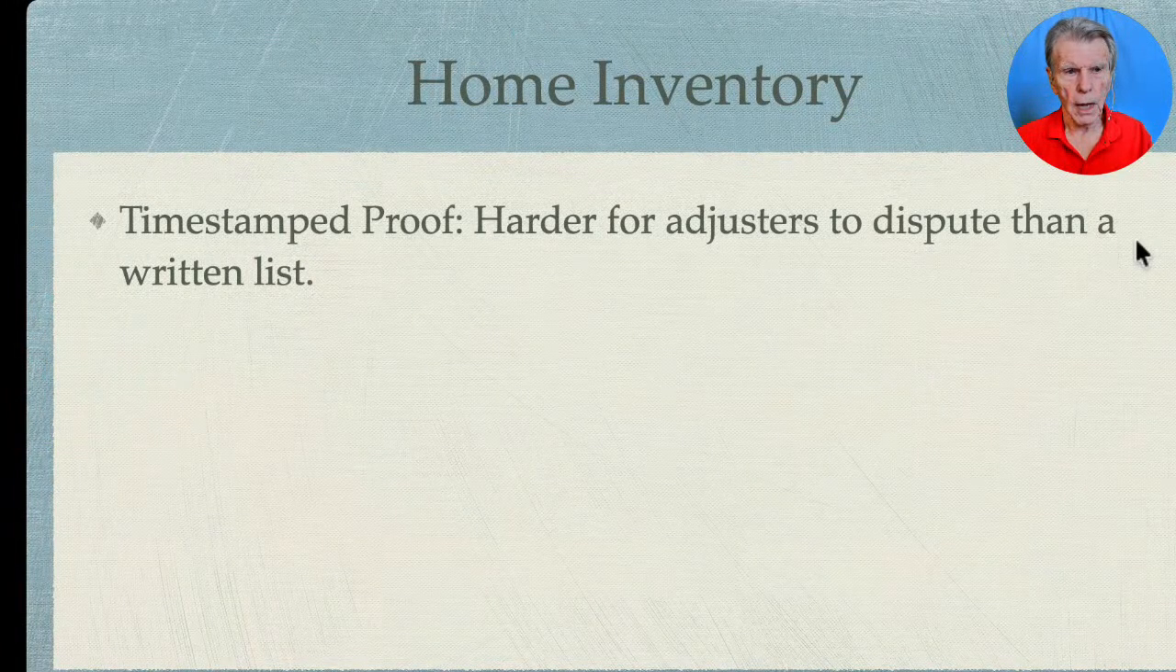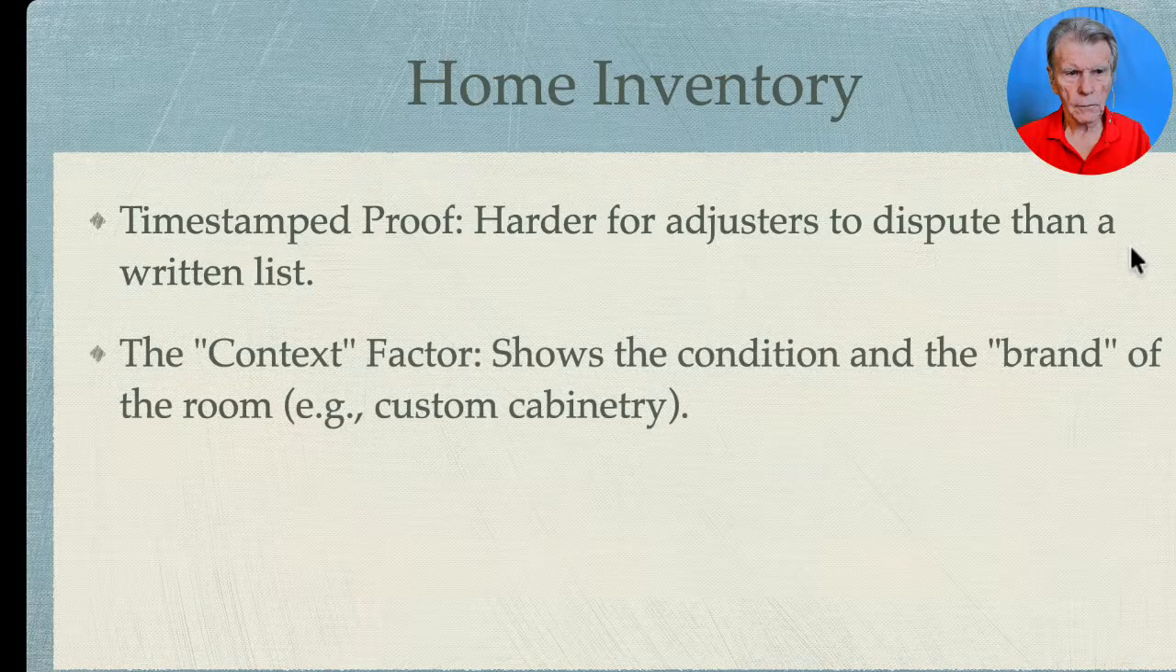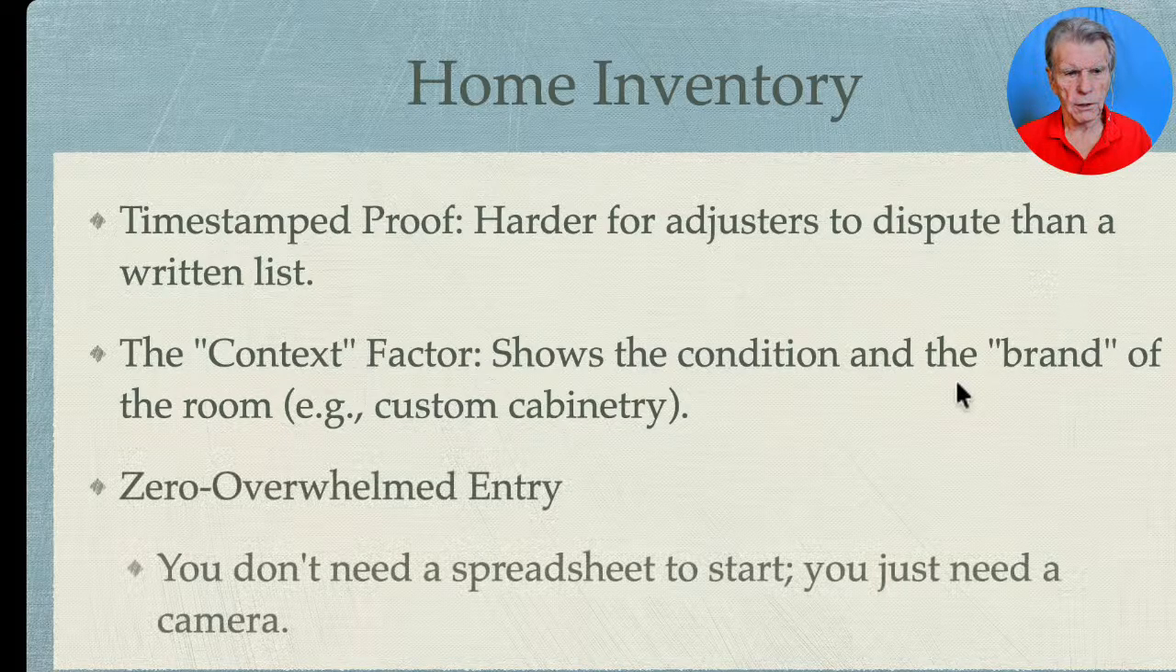So you have the time-stamped proof, so that makes it harder for adjusters to dispute a claim. It's better than a written list. The video shows the condition and the brand of the room, so it shows the room is in good condition, and it showed the custom cabinetry. And so it's not overwhelming because you don't need a spreadsheet to start doing this. You just need a camera and record a video.